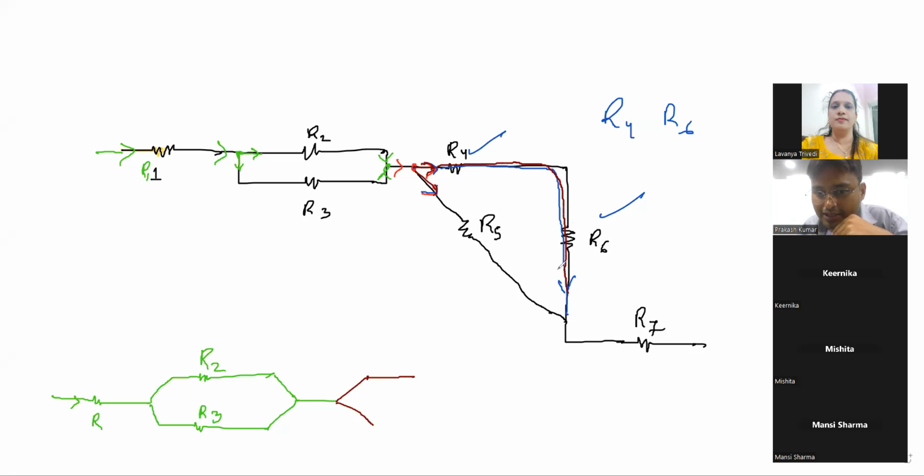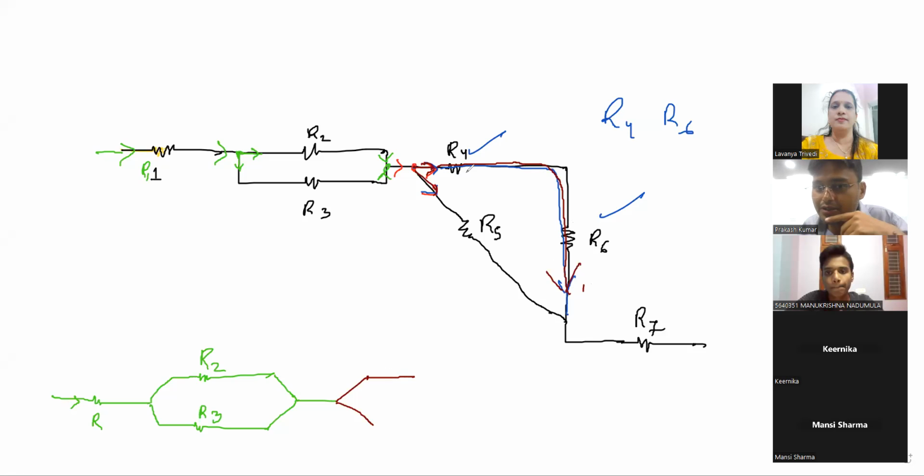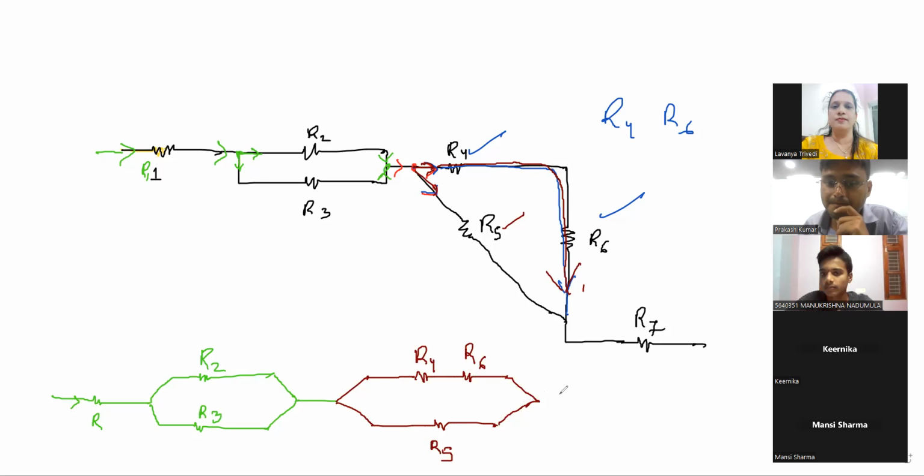Be frank and tell me. R4 and R6 have no path. Here no current is dividing. R4 and R6 are going very straight, right? So R4 and R6 are in series. But if I compare this R4 and R6 with R5, they are in parallel. So like this we have to draw. Anyone have a problem? Let me know. This one is a very important point here.